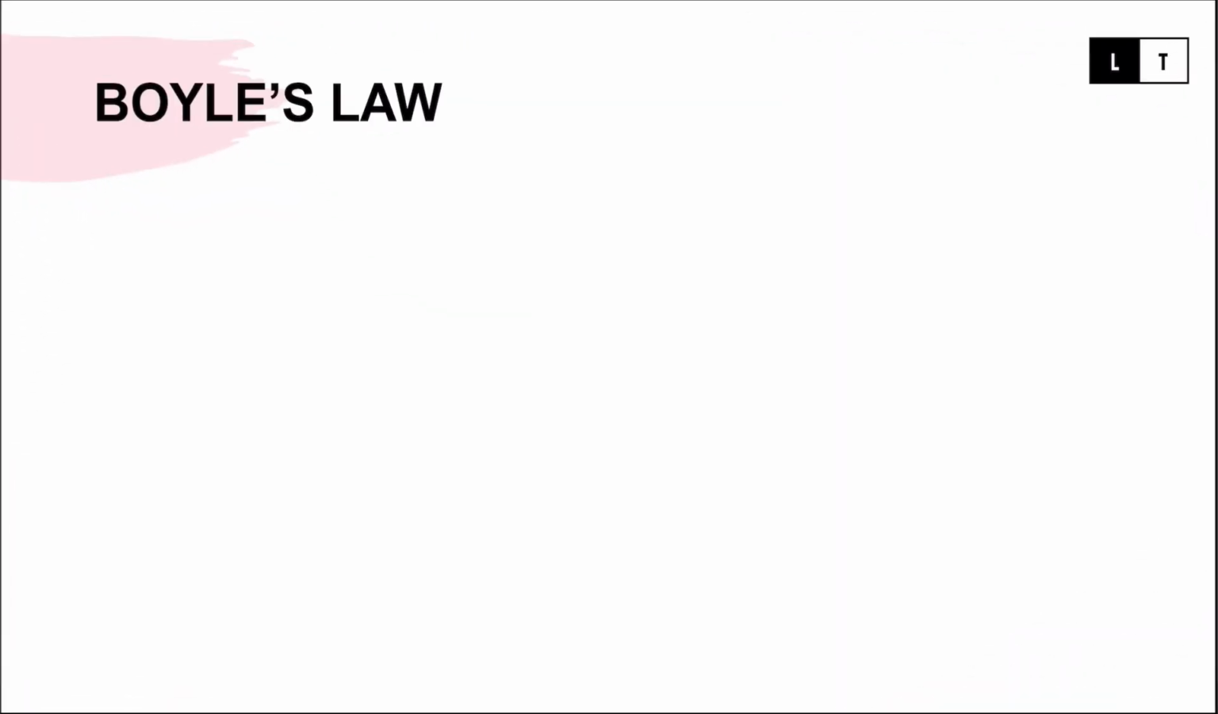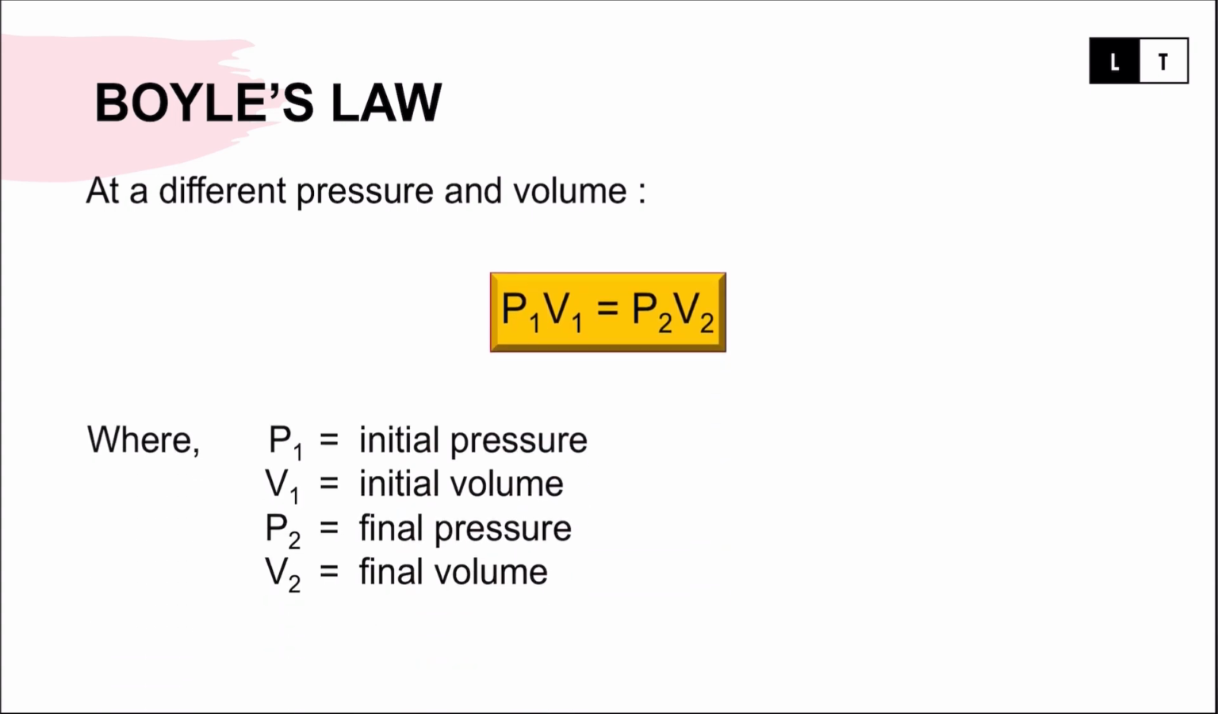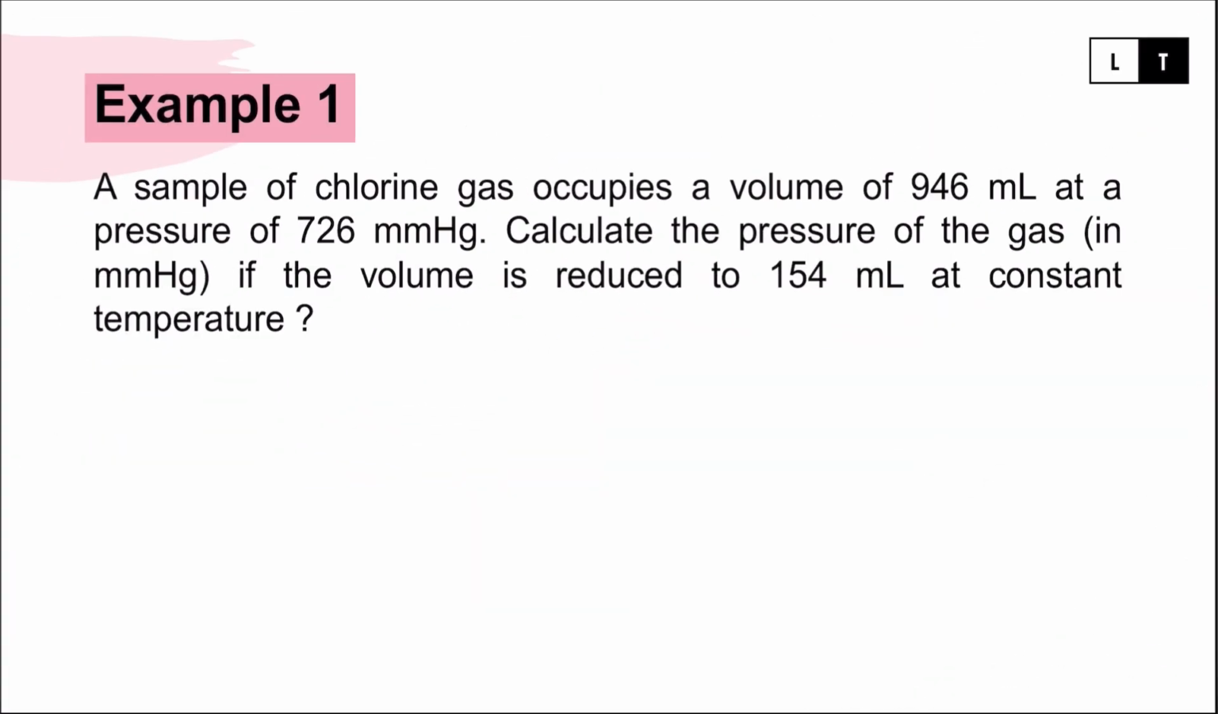So apabila kita ada different pressure and volume, we can relate the Boyle's law with this formula, P1V1 equals to P2V2. Wajib memorize for this formula, and this is for gases at constant temperature. P is the pressure and V is the volume. So you got example 1.